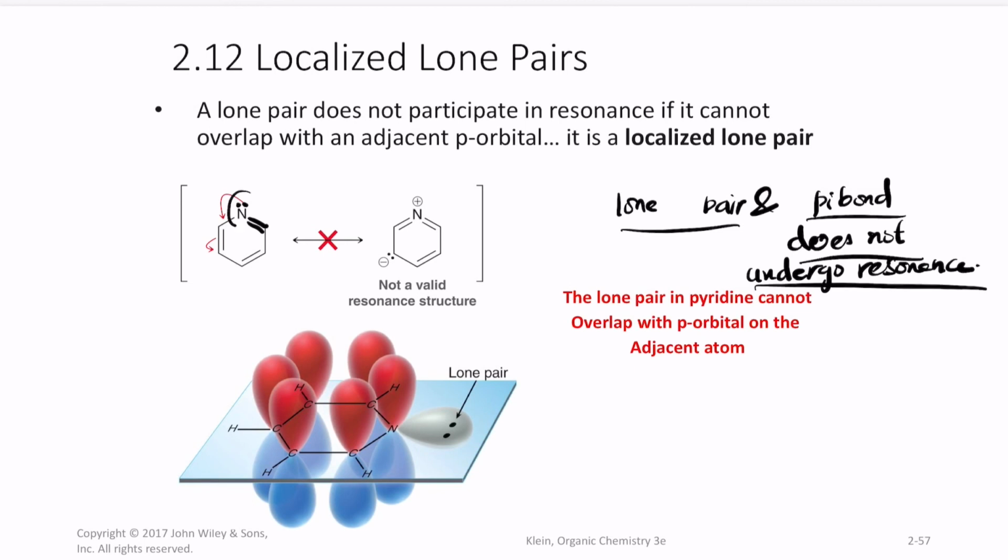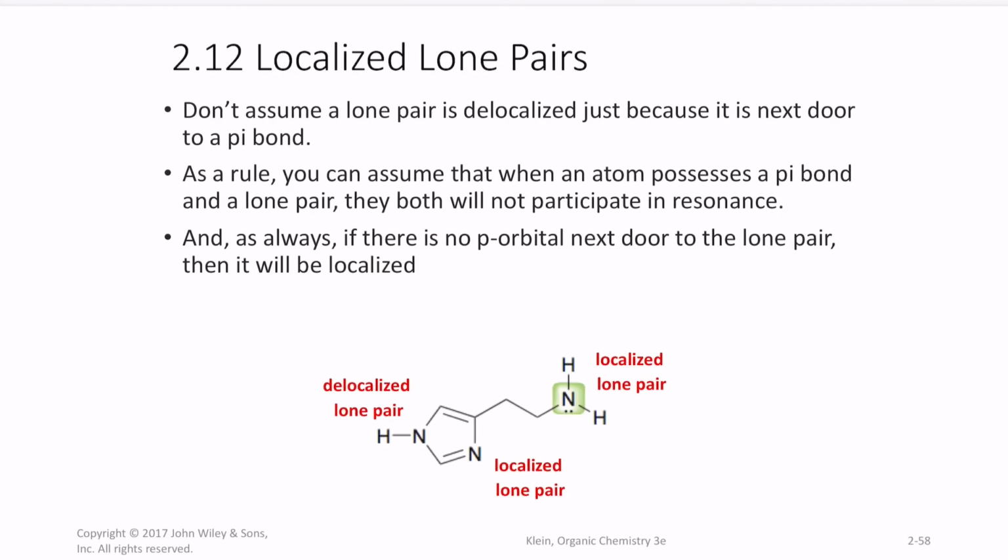For example, look at this nitrogen here. Nitrogen also has a pi bond as well as an electron pair, which means that it will not undergo resonance, because this is not going to be a valid resonance structure. The only exception to a delocalized lone pair is when the atom itself also has a pi bond. Let's take a look at an example. Notice that this is far away from any other lone pair. There is no pi bond nearby, so it's a localized lone pair. Here there is a nitrogen lone pair adjacent to a double bond. Here also it's adjacent to a double bond, which means it's a delocalized lone pair.